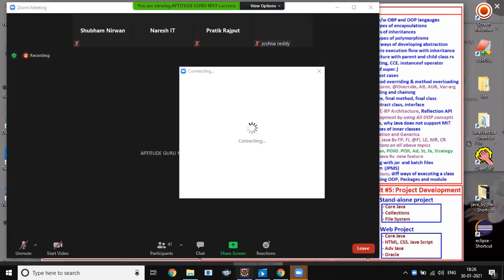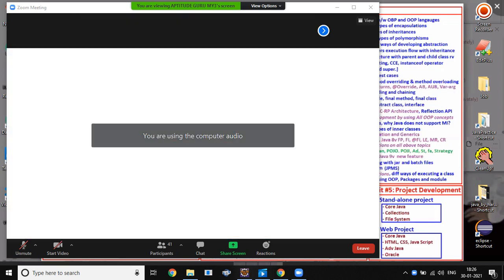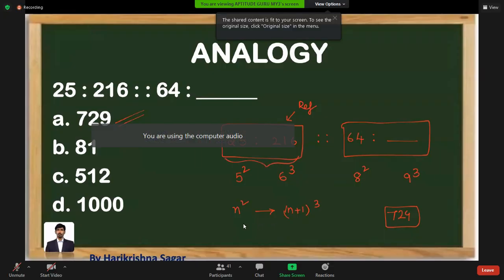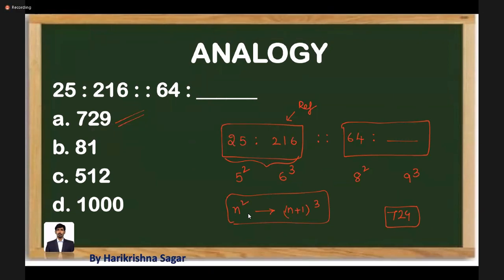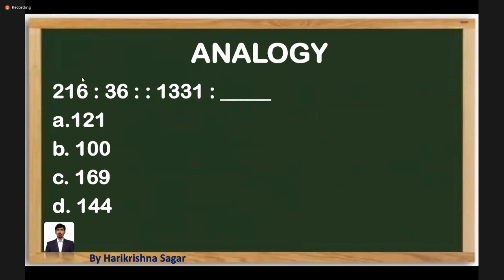So what you need to do is understand what is the logic which is available in the reference pair. The same logic we have to apply in order to get the required quantity. That's what you have to do in all the analogy questions. Let's look at one more question.